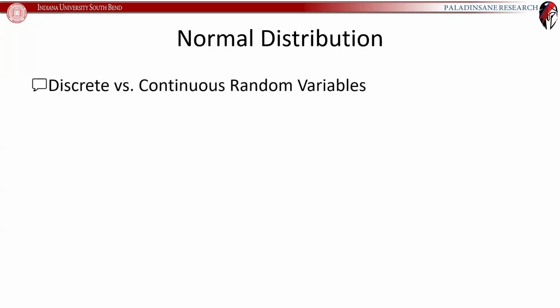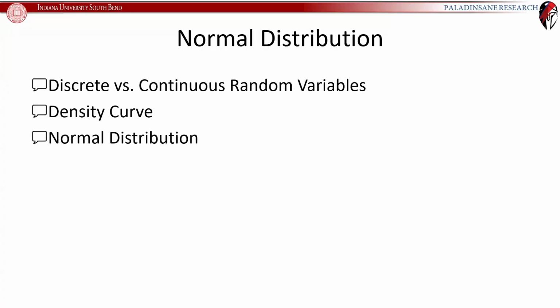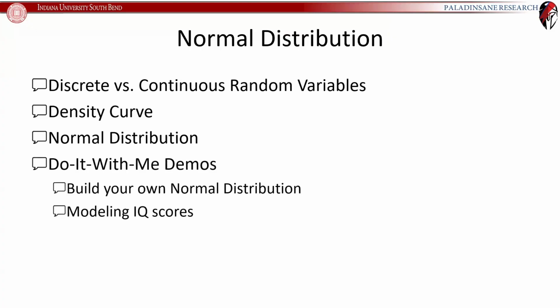We're going to start off, very briefly, with a reminder of the difference between discrete versus continuous variables. Then we're going to define what a density curve is, because that is a general type of curve of which the normal distribution is one. And then, to really get a handle on what a normal distribution is and how we're going to work with it, we're going to have a do-it-with-me demo where you are actually going to build your own normal distribution.